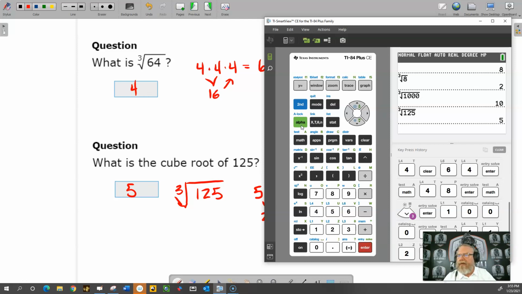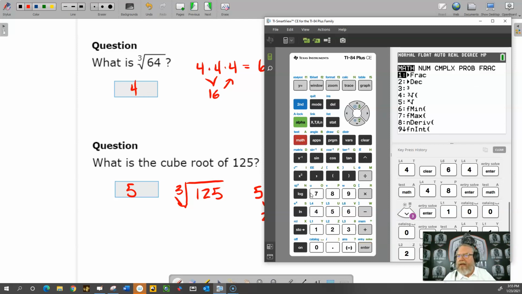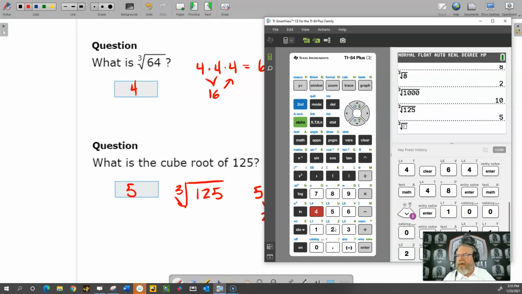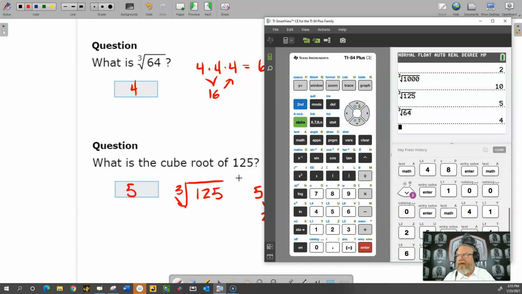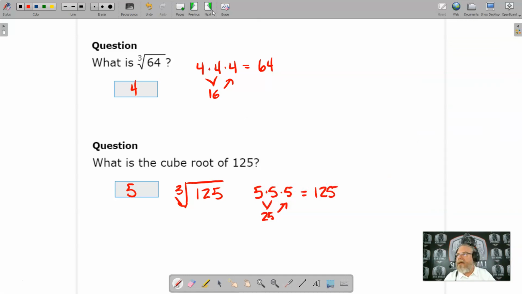And our first one there, we're going to go ahead and do math, number 4, cubed root of 64. Hit enter, and we'll see that the correct answer for that was indeed 4. Okay, so let's go ahead and minimize the calculator there.